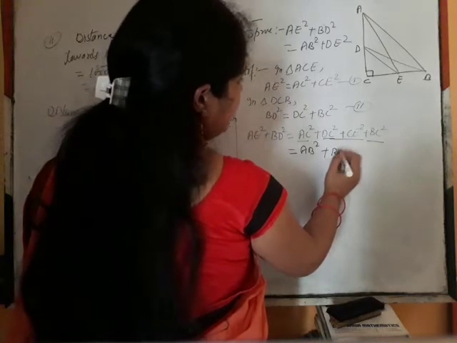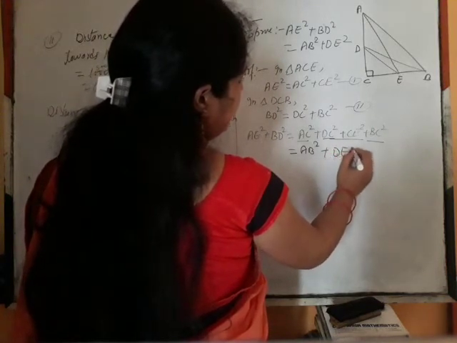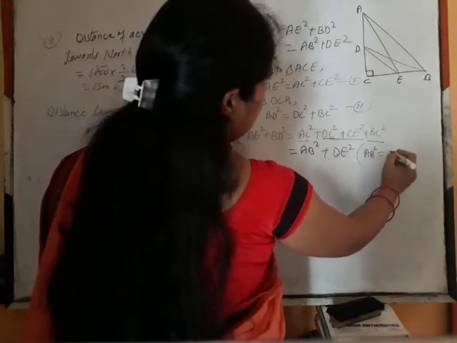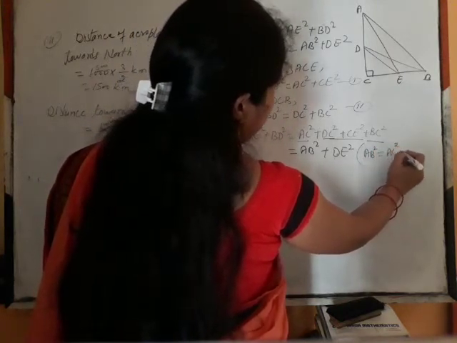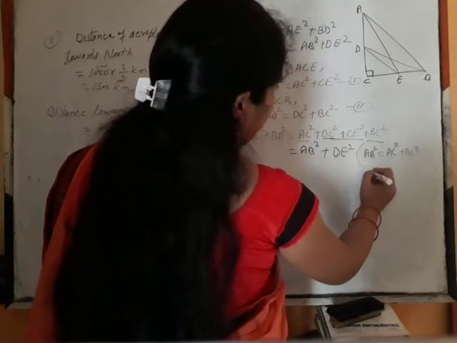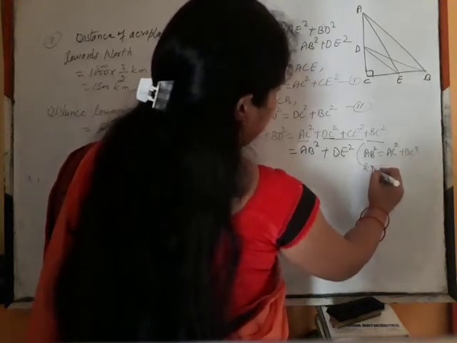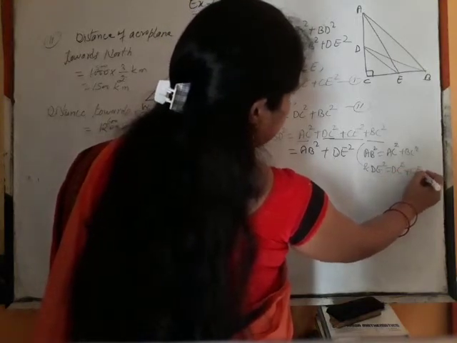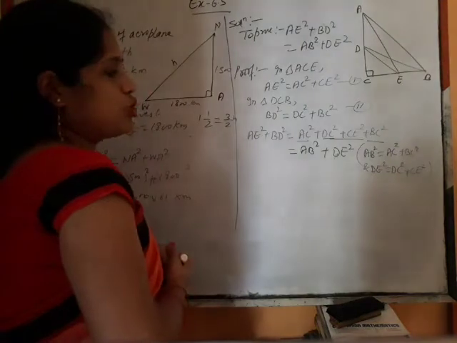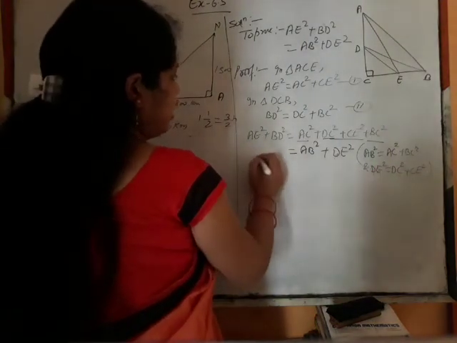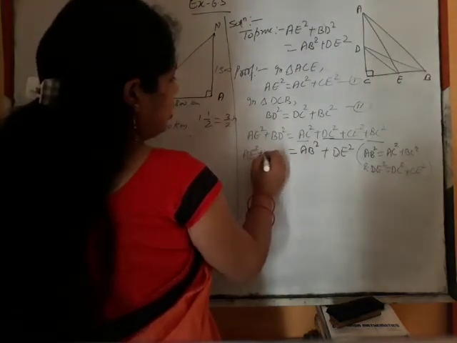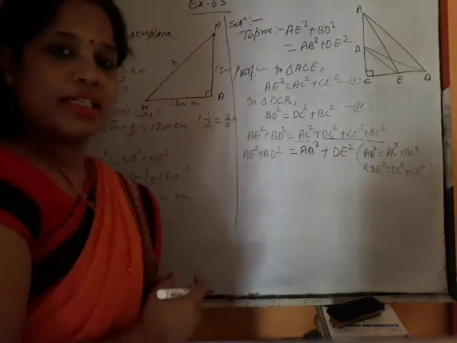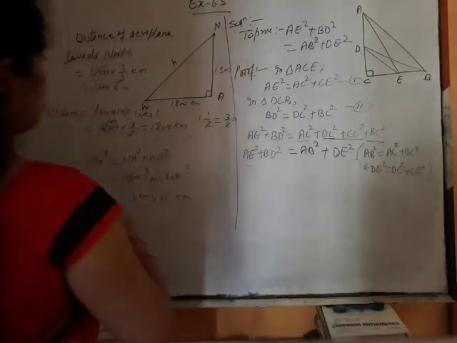So it is DE square. Here you can write AB square is equal to AC square plus BC square, and DE square is equal to DC square plus CE square. So by Pythagoras theorem, here we have the result: AE square plus BD square is equal to AB square plus DE square. Easy? Okay. So now the next question.